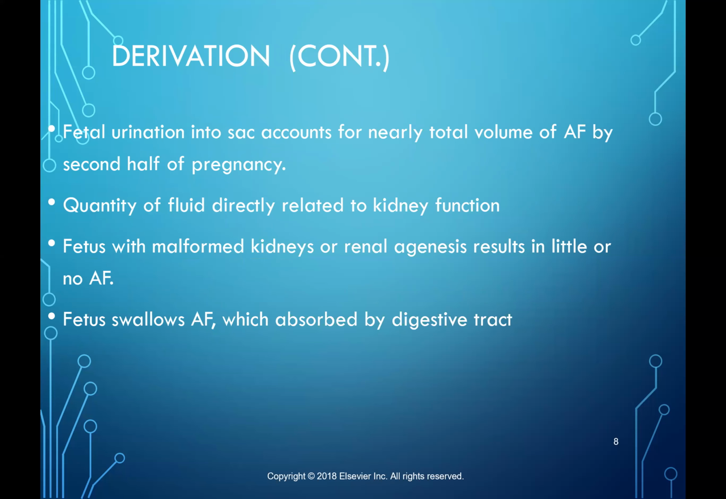Fetal urination into the sac accounts for nearly the total volume of the amniotic fluid in the second half of pregnancy. If we think back, which we'll talk about in the urogenital chapter, we know that the amniotic fluid is crucial to the viability of the baby. So, if the kidneys aren't functioning, or there aren't kidneys, or there's something blocking the kidneys or the bladder, and the amniotic fluid cannot be produced, then the baby is not going to be able to survive, which makes the kidneys a very, very, very important thing.